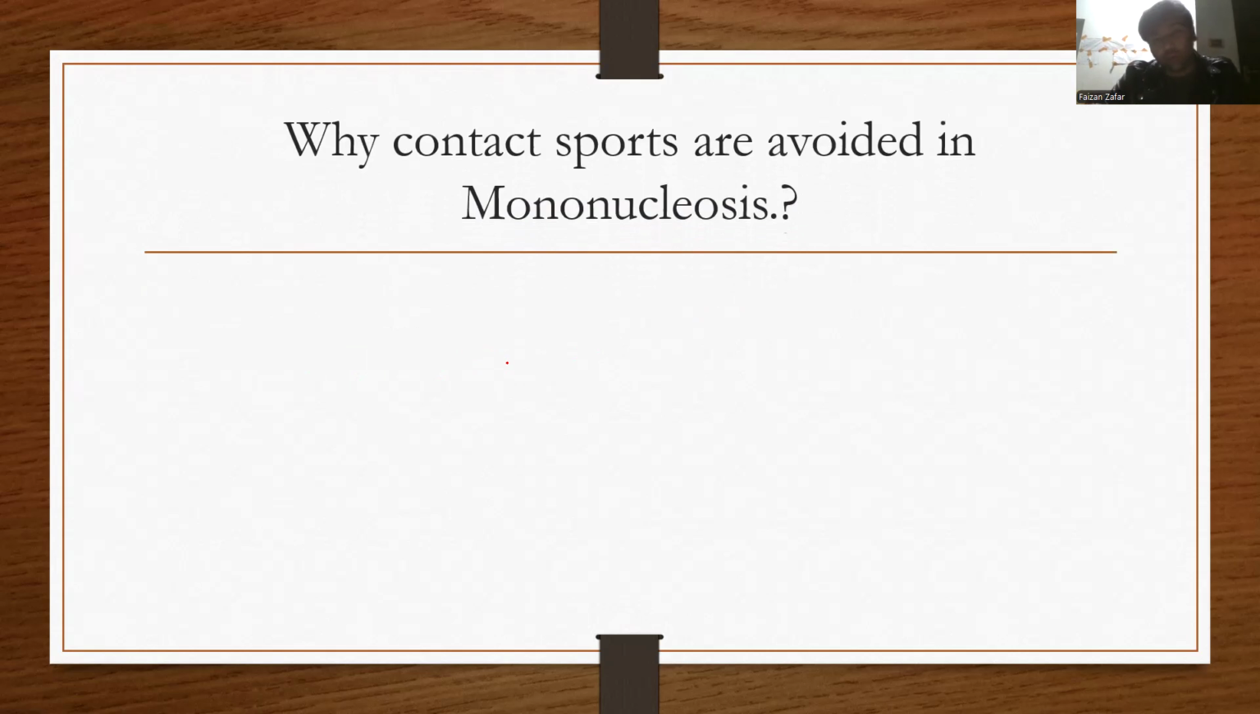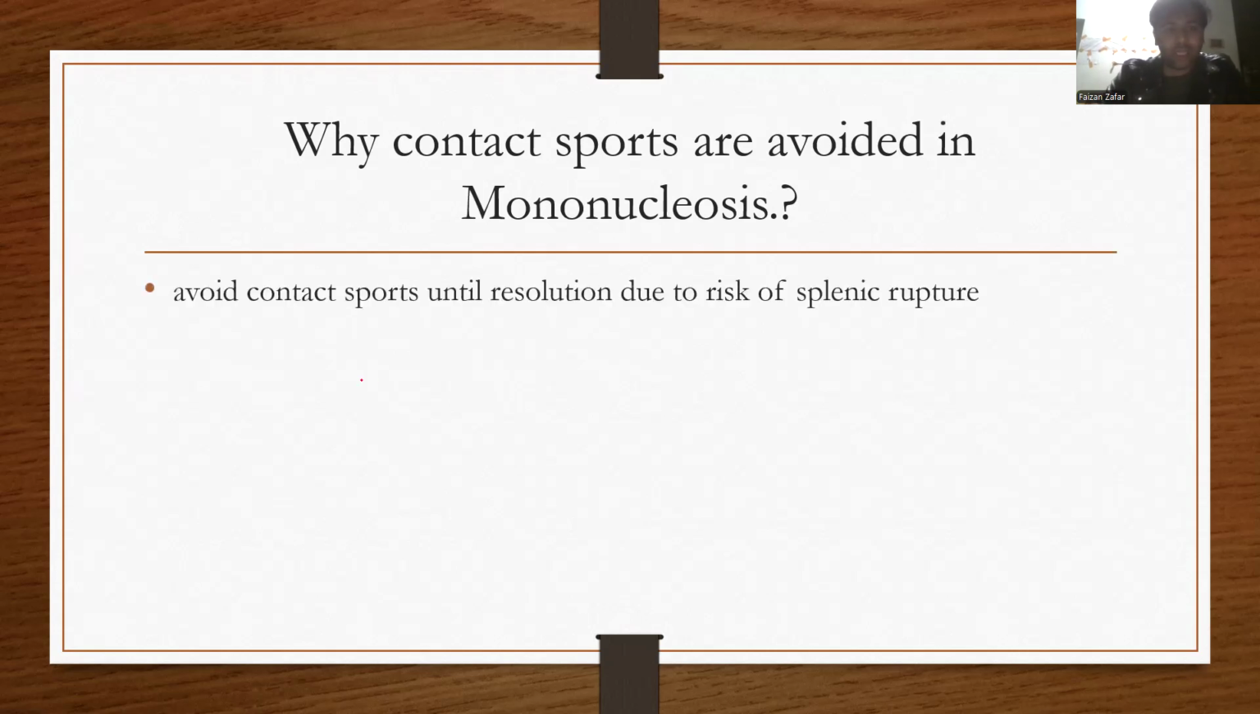Why are contact sports avoided in mononucleosis? We already know that in infectious mononucleosis, the spleen is enlarged. Always avoid contact sports because of the risk of rupture of the spleen. An enlarged spleen can rupture in contact sports, so avoid contact sports until resolution of mononucleosis due to the risk of splenic rupture.